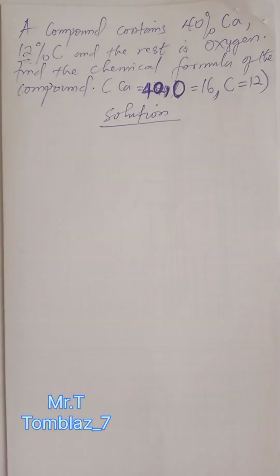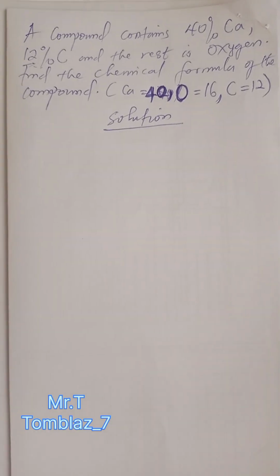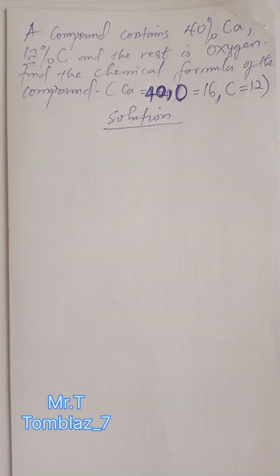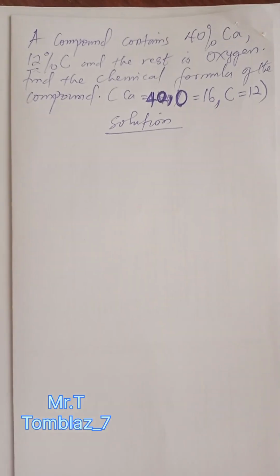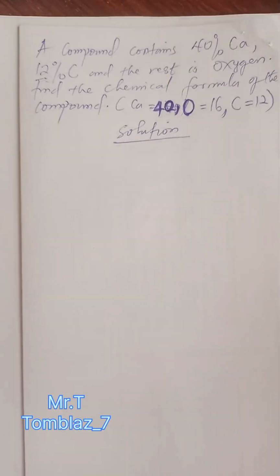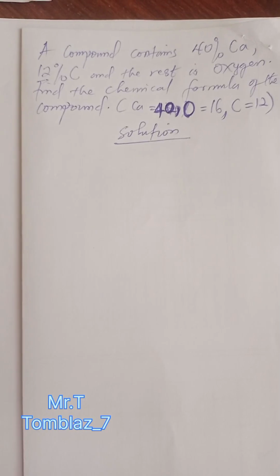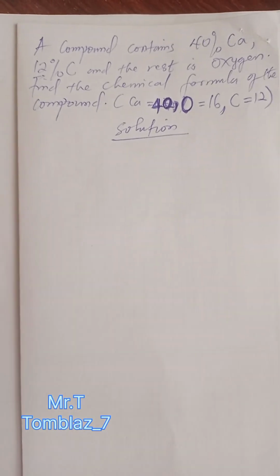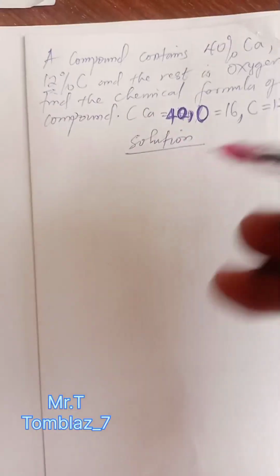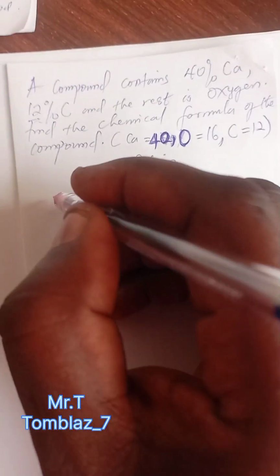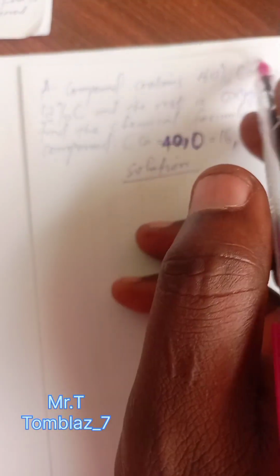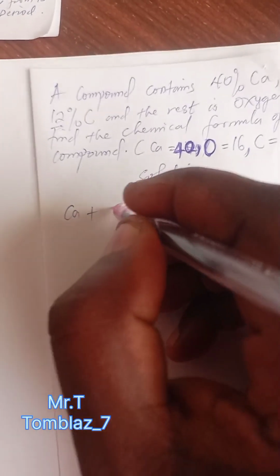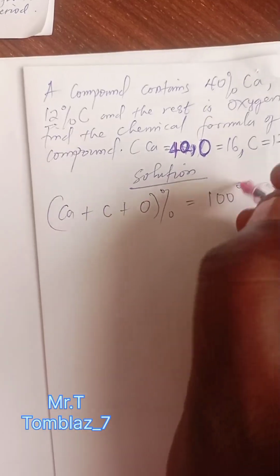This question said a compound contains 40% calcium, 12% carbon, and the rest is oxygen. Find the chemical formula of the compound. Now we are expected to first find the percentage of oxygen in this, and then we can find the chemical formula. So we know that when the three of these elements are added, their percentages are supposed to give us 100. So for calcium plus carbon plus oxygen, all their percentage is supposed to give us 100%.